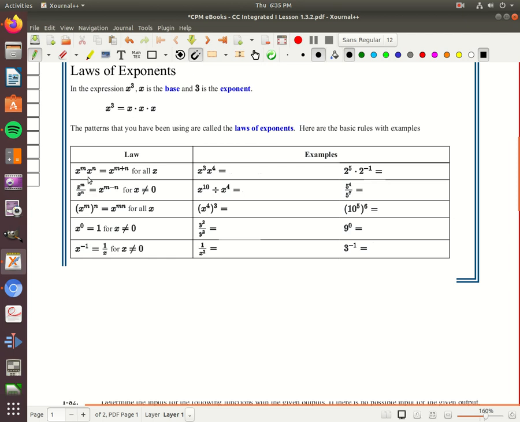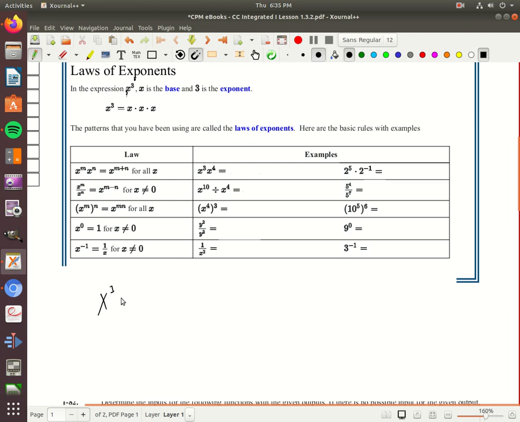So the first one we have is what happens if we multiply. You'll notice the bases are the same. And again, this is important to understand that the base is going to be this part of it, while the exponent is going to be this part of it. So if we have the same base but different exponents, we're going to be multiplying those together.